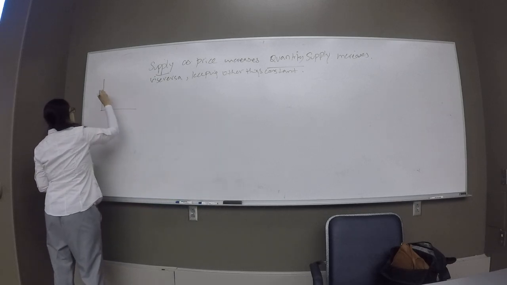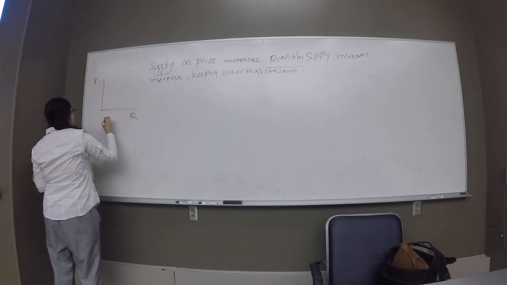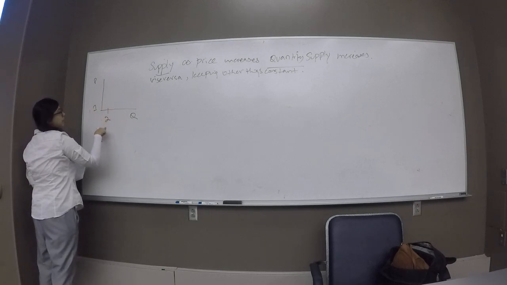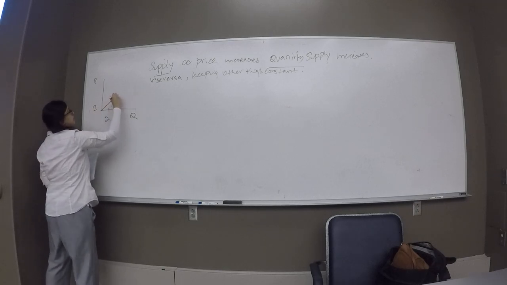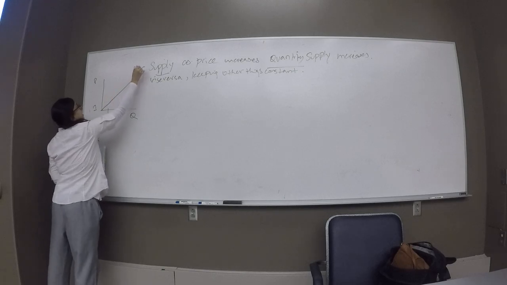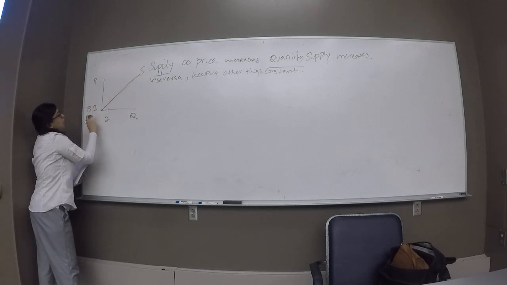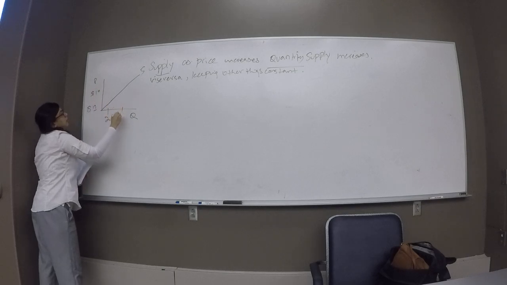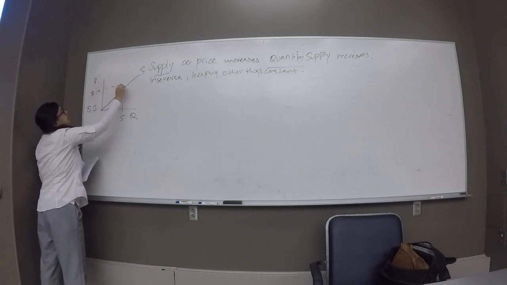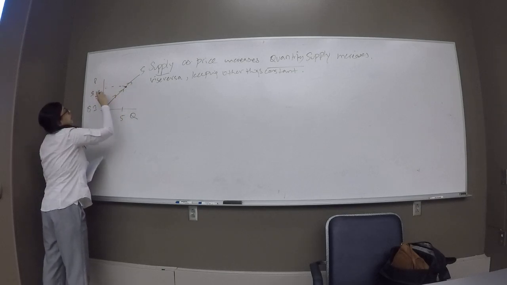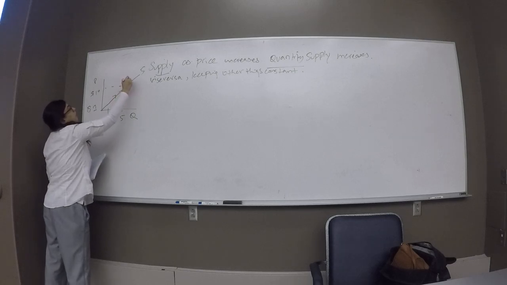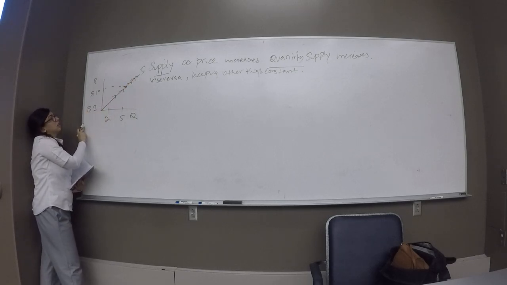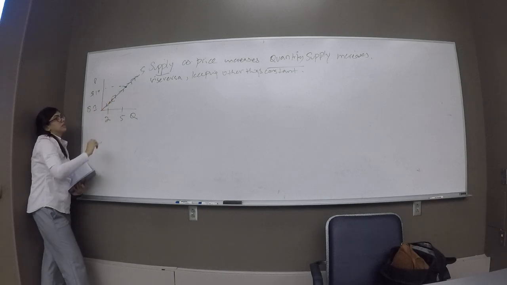We said that this is price, this is quantity. At $1, maybe 2 people are willing to sell the product. This is your supply curve. At $10, 5 people are willing to sell it. And as price increases, quantity supply increases, and as price decreases, quantity supply can decrease.